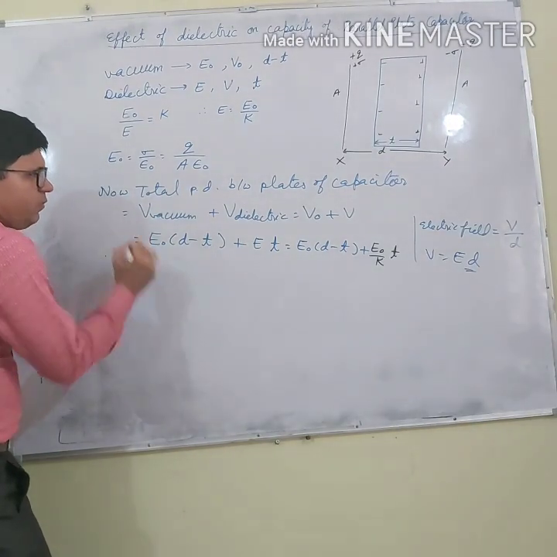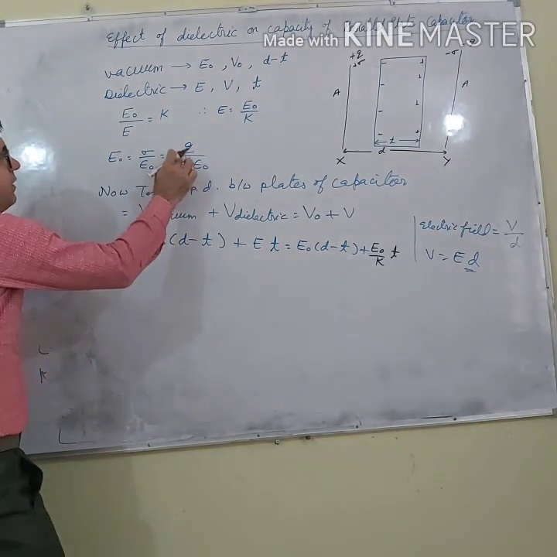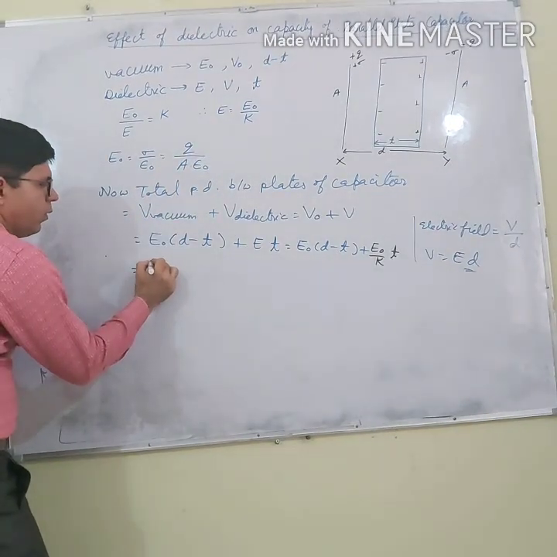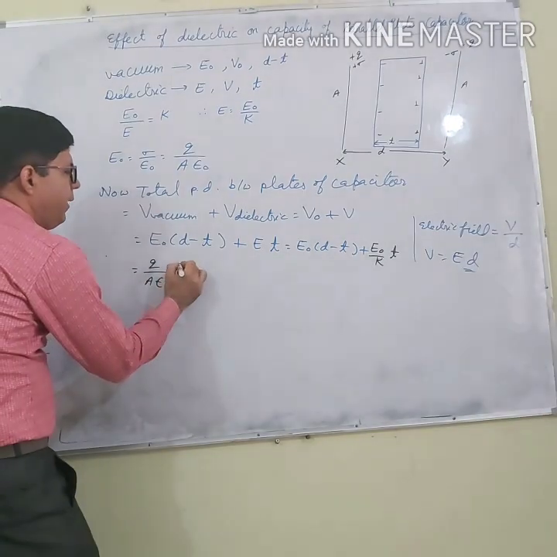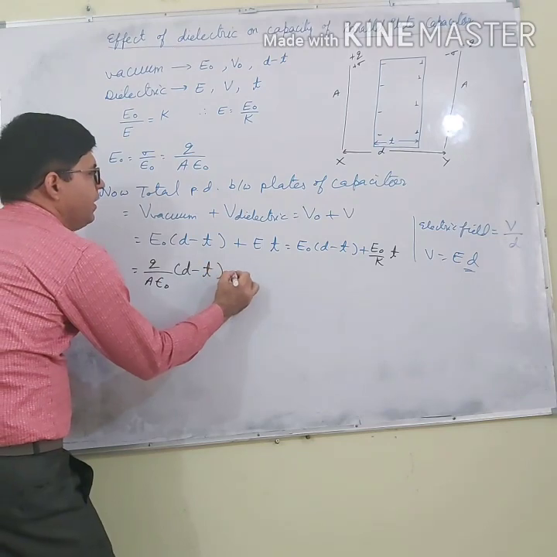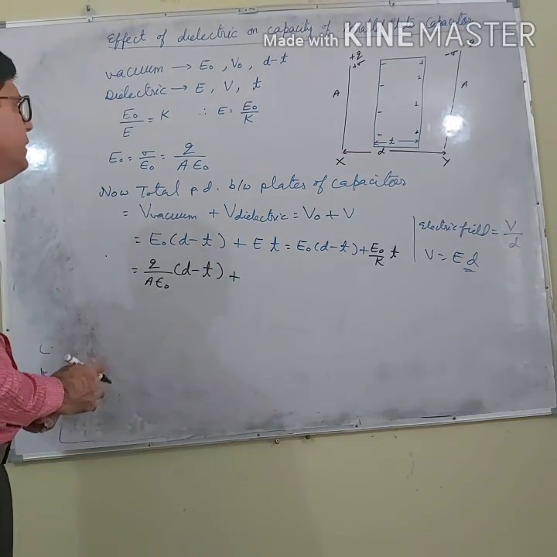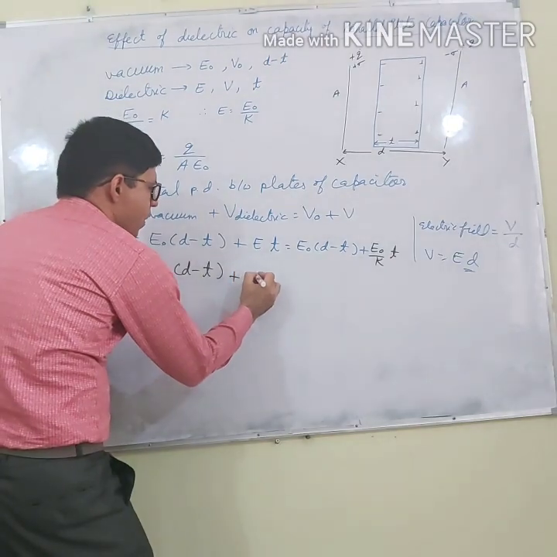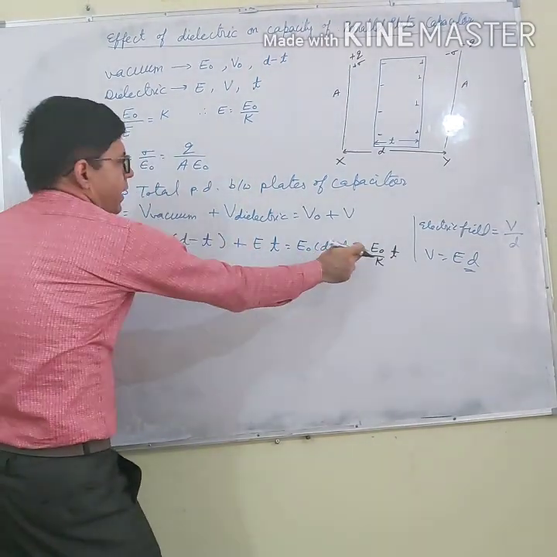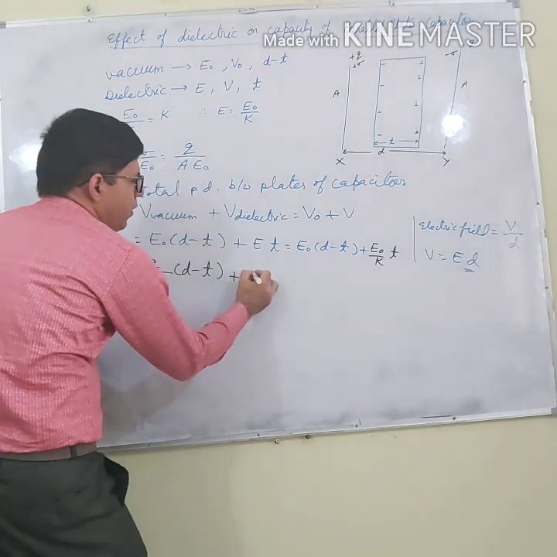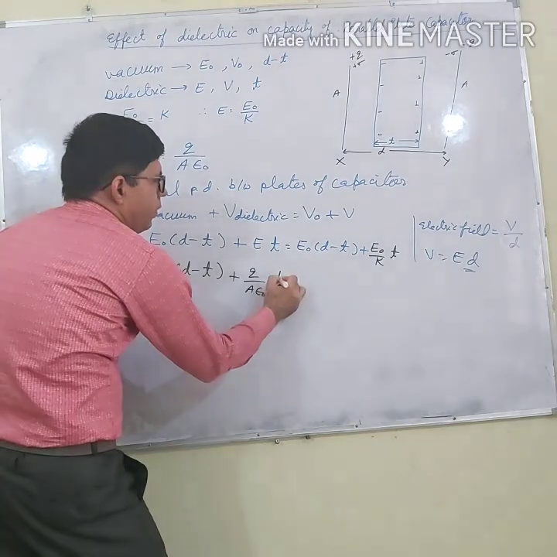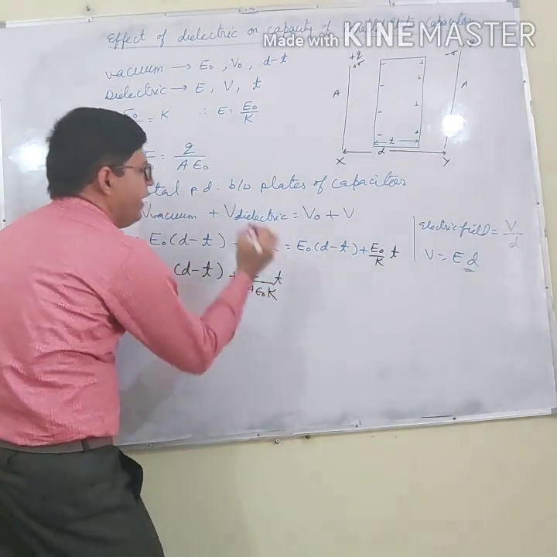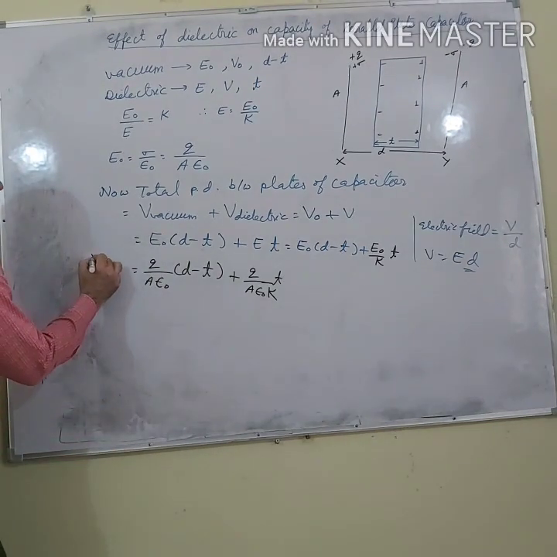Now what is this? E naught is Q by A epsilon naught multiplied by D minus T, and what about this V? It equals, what is E naught? Here E naught is again Q by A epsilon naught, multiplied by T, and also there is a factor of K in the denominator. So this is V total, that is the total potential difference.